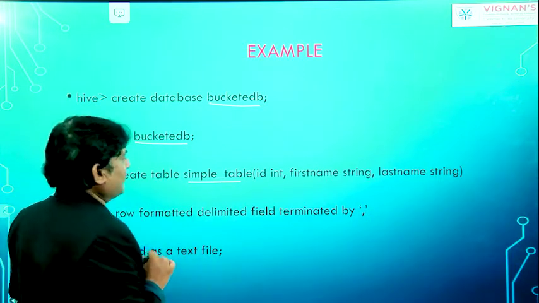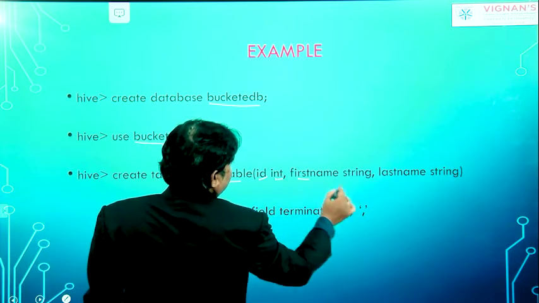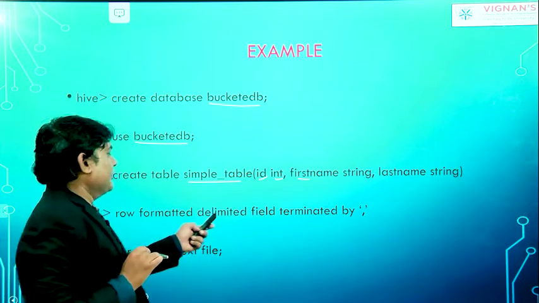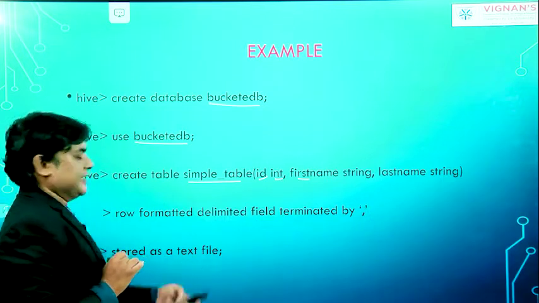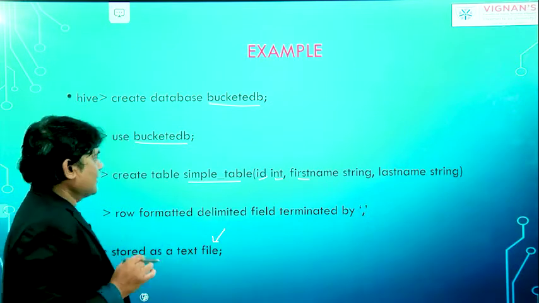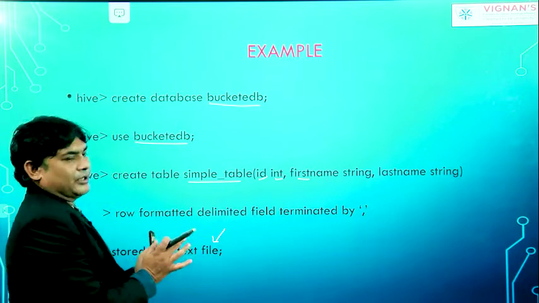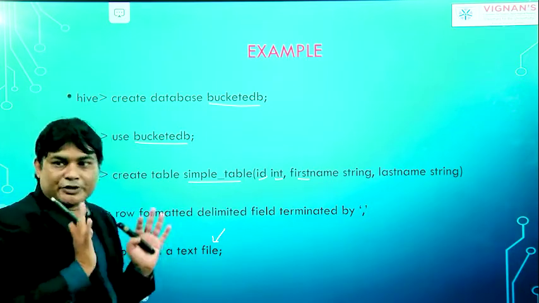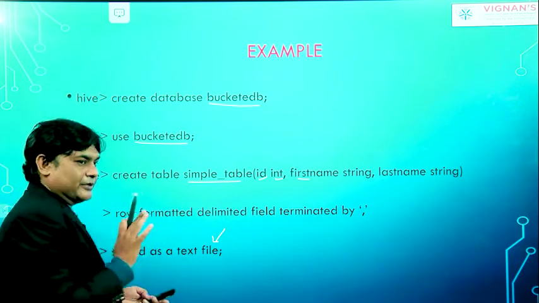In this table, how many fields do we have? ID, with data type integer, first name, and last name. Row format delimited, fields terminated by comma, stored as a text file. So this is the table we created. The table is created, but it is empty because we have not loaded any data into it. Once we hit this command, the table is created.